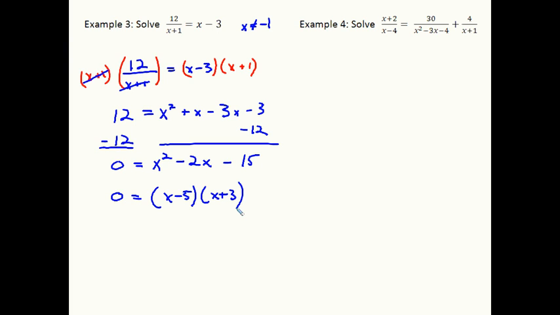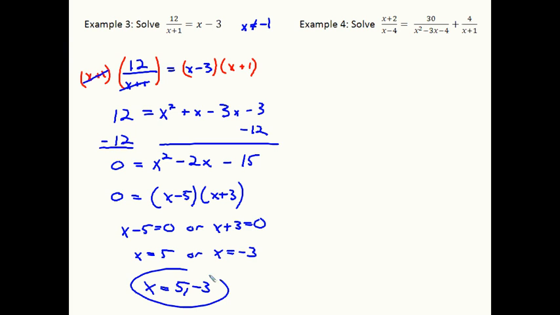And we have two things multiplied to equal 0, so therefore either x minus 5 has to equal 0 or x plus 3 has to equal 0. And solving each of those, we get either x equals 5 or x equals negative 3. And that's our answer. We can write it like this. Of course, we could check those to see if they work.